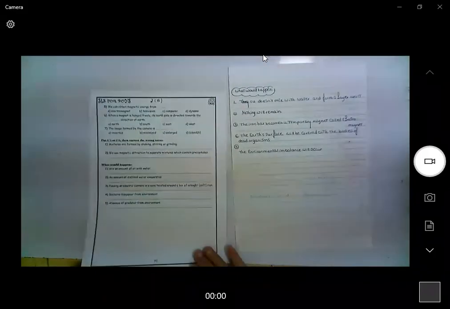Bacteria disappear from environment. What happens if the bacteria disappear from the environment? The Earth's surface will be covered with the bodies of dead organisms. All the dead organisms will be covered on the surface area of the Earth. Absence of predator from environment. What happens if there is no predator on the Earth? The environmental imbalance will occur.